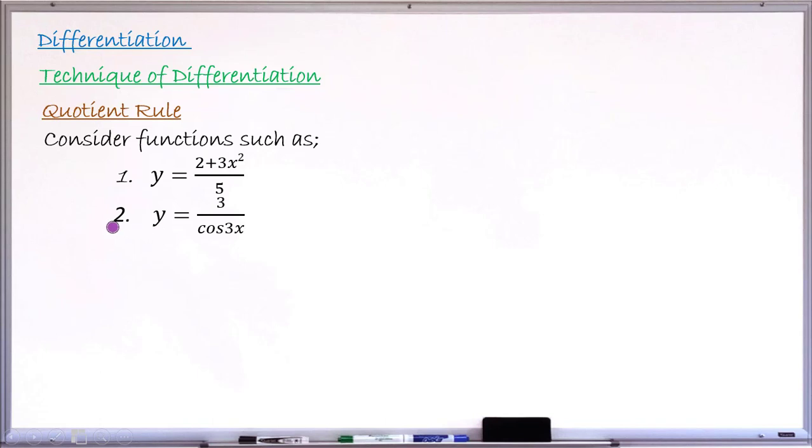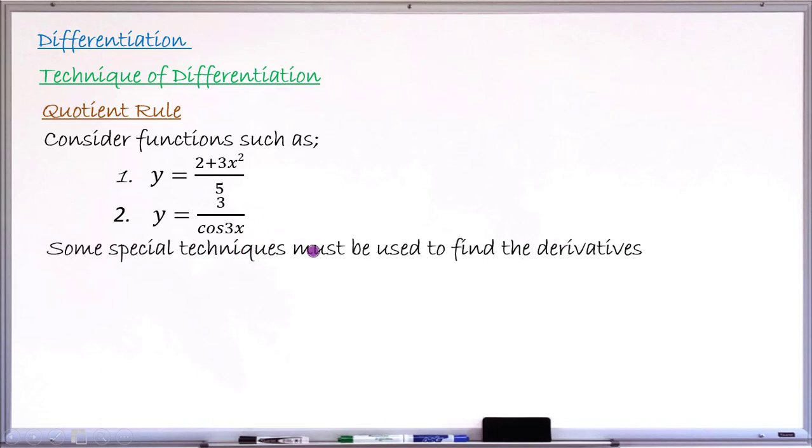So in that case, you have to employ another technique, another method of finding derivatives, and it is this method that we are going to learn in this lesson, which we call the quotient rule. For these types of functions, we apply this quotient rule to find the derivative. So let us learn the rule.